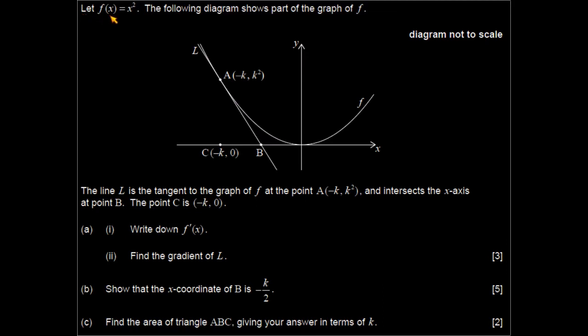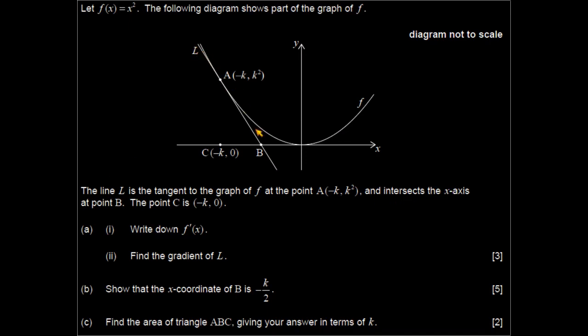This equation says let f of x equal x squared. The following diagram shows part of the graph of f. So we've got our curve f, and it says line L is a tangent to the graph of f at the point A, negative k, k squared. That means this line is a tangent, which means it touches the curve at just one single point, which is A. And then it says it intersects the x-axis at the point B.